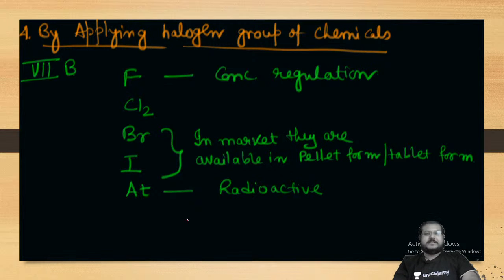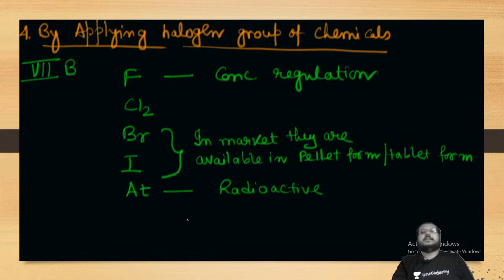All are having disinfection power, maybe better than chlorine, but they are having certain negativity in the process, so that they are not able to apply it. Fluorine, you know that fluorine, if it is more than 1.5 milligram per liter, it will be a problem. So constant concentration regulation will be there. It's a problem. Astatine, radioactive, not applicable.